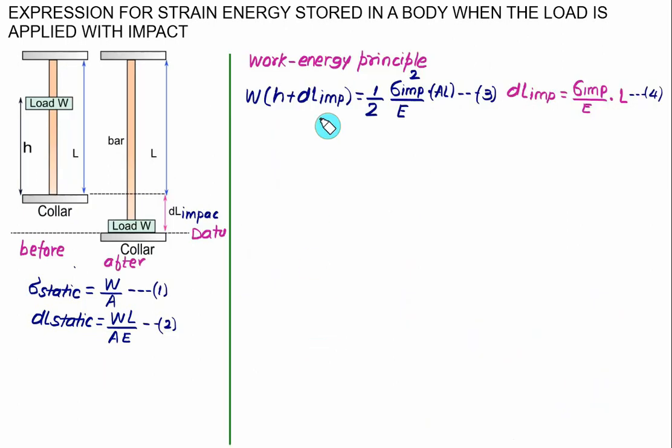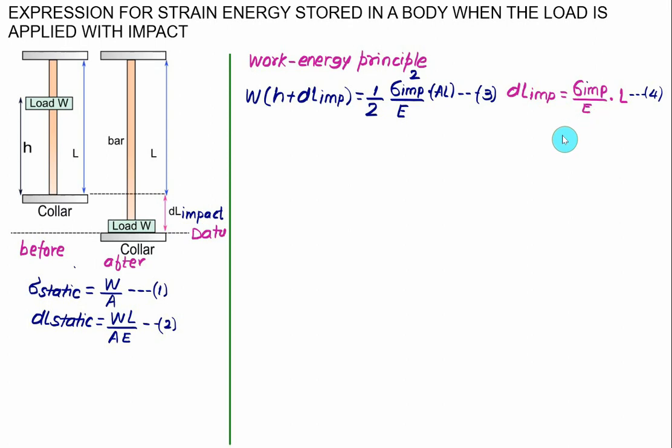So once you apply the work-energy principle here, you will get the change in potential energy equal to W, that is the load, times the total height change, which is H plus delta L. The impact work is the same as the strain energy, which is equal to 1 by 2 impact stress square divided by E, multiplied by volume, which is area multiplied by length. And the deformation due to impact loading can be replaced as impact stress multiplied by L divided by Young modulus.